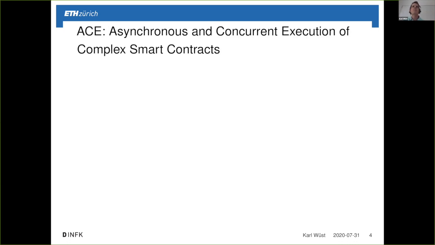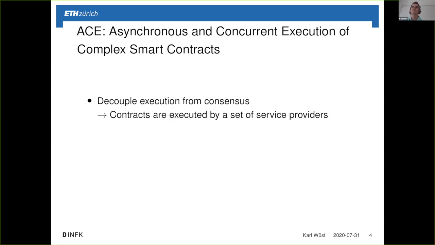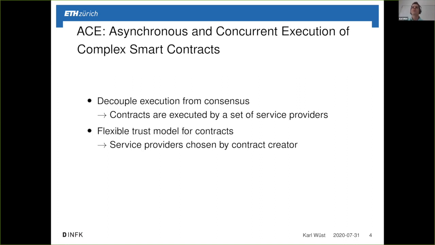So that brings me to our system. Similar to previous solutions, we want to decouple the execution from consensus. So we also execute the contracts by a set of service providers that is chosen by the contract creator. This gives us a flexible trust model similar to Arbitrum, but we don't require unanimous consent. We just require a quorum to agree on the result. So basically, we need a quorum that signs off on the changes, and then we will accept them.